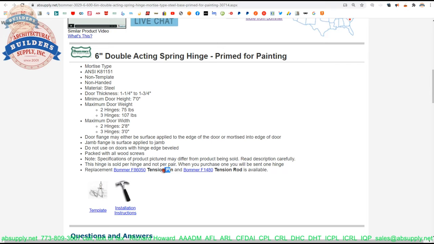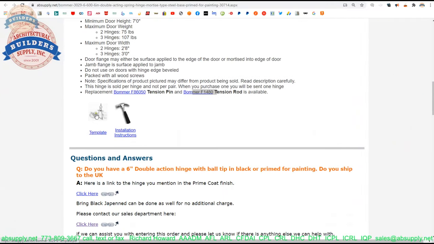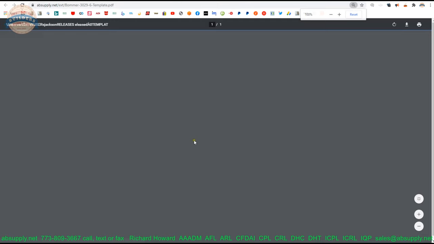Replacement tension pin is this item here, and the rod is this item here. People do call and say, hey, I've lost my tension pin. I need another one. There you go. Now, as we move forward, let's take a look at the template and installation instructions, and that's really where the understanding of this hinge begins. This is all included with your hardware. When you order it, you're going to get your hinge, your tension pins, your rod, and your paperwork template.